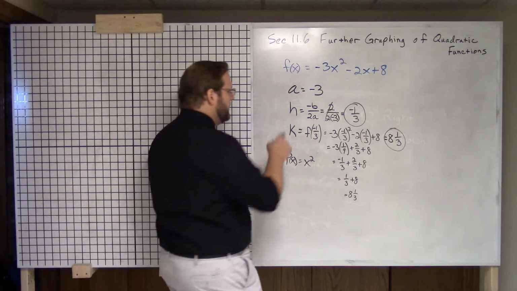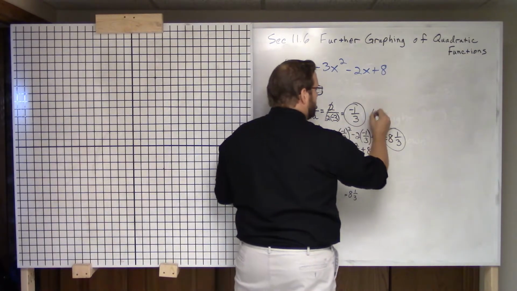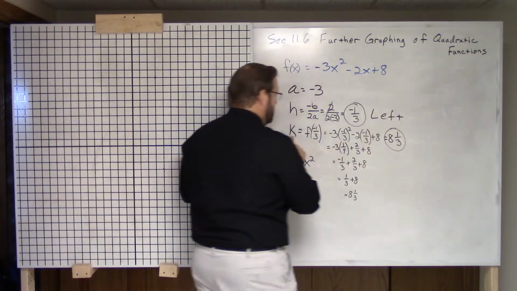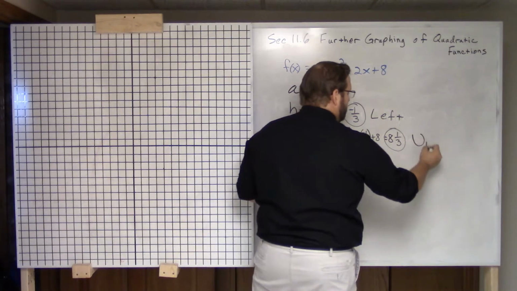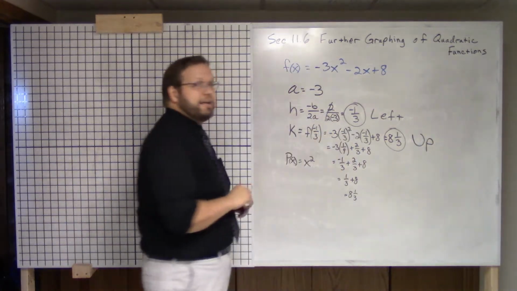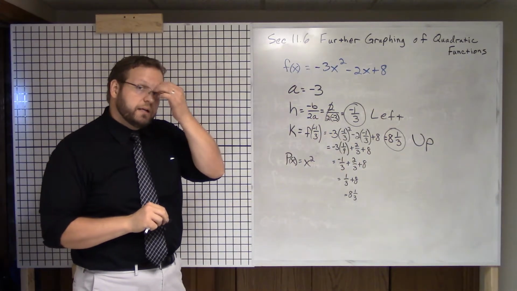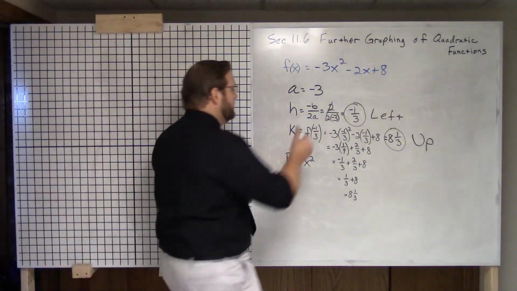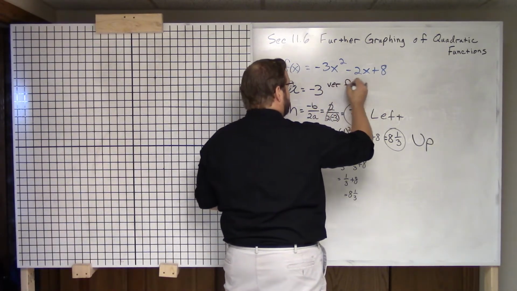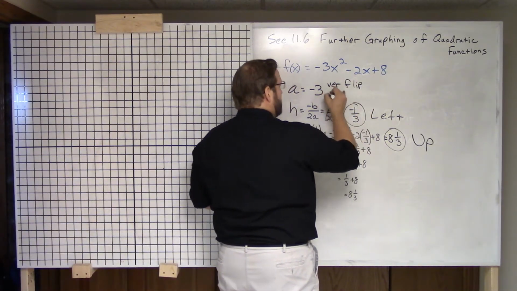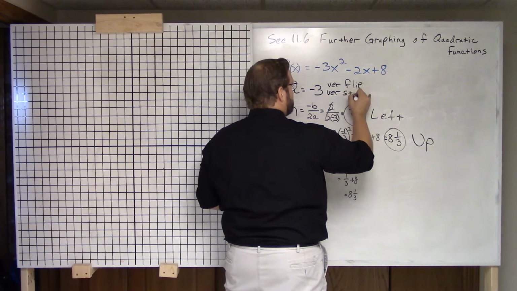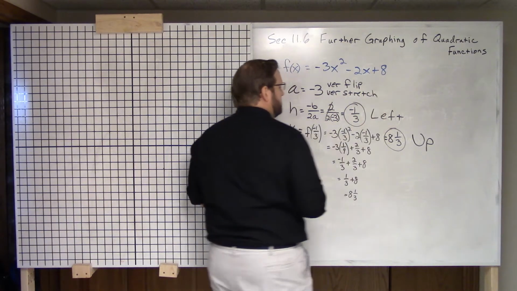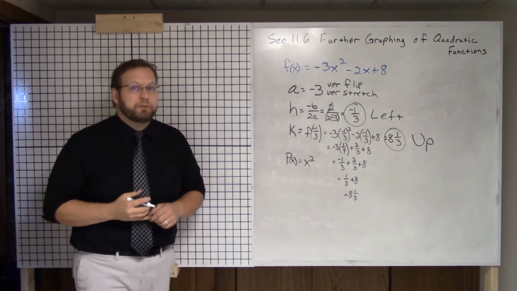So h is negative, so we're going left. K is positive, so we're going up. And then we have that a value of -3. Okay, now there's two parts to that. The negative is a vertical flip, and then the 3 is a vertical stretch. And that's what's happening to our graph.